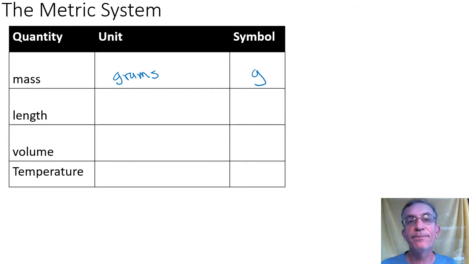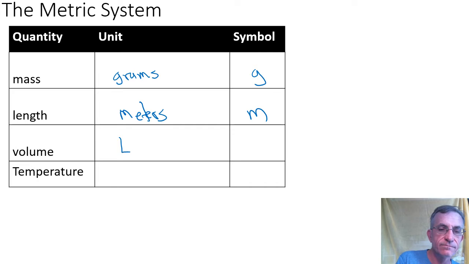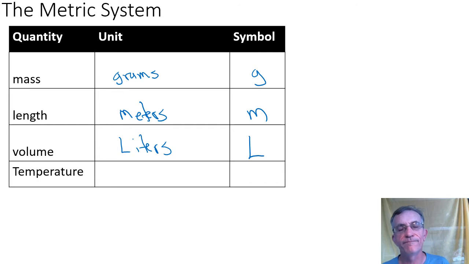What other things do we typically measure? We typically also measure length, so how long things are. We're not going to do that in feet, yards, or miles. We're going to use meters. The symbol for meters is a lowercase m. All right, volume. We're not going to use quarts and gallons and pints very often. Usually we'll be measuring volume in liters, and the symbol for liters is a capital L.